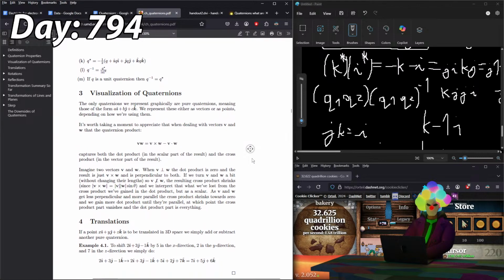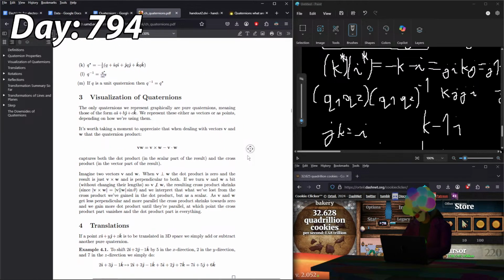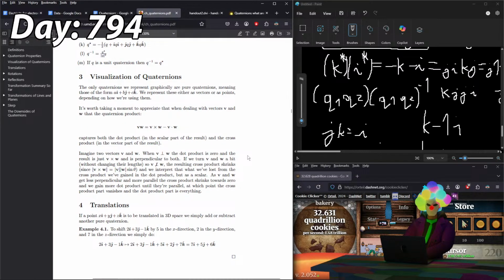Visualization of quaternions. Well, that'll be my job. The only quaternions we represent graphically are pure quaternions, meaning those of the form ai + bj + ck. We represent these either as vectors or as points, depending on how we're using them. It's worth taking a moment to appreciate that when dealing with vectors V and W, the quaternion product captures both the dot product and the cross product in the vector part of the result.